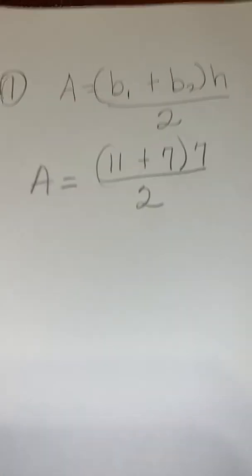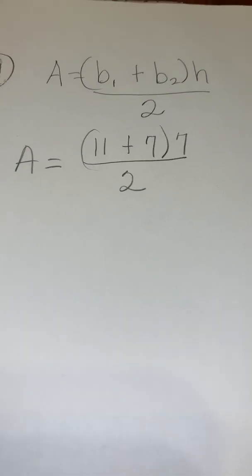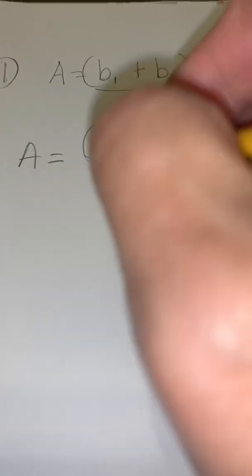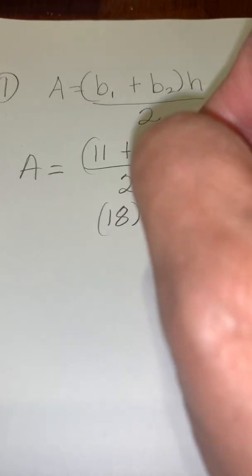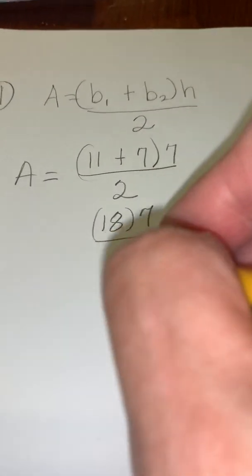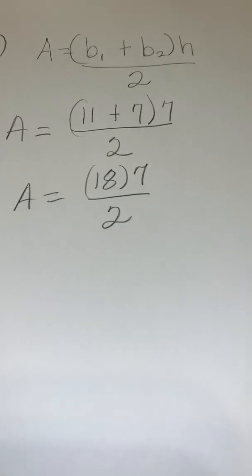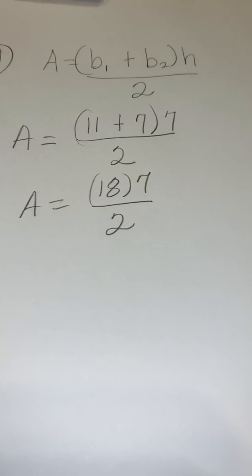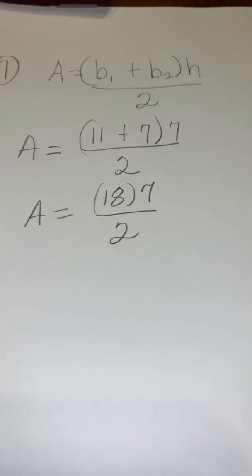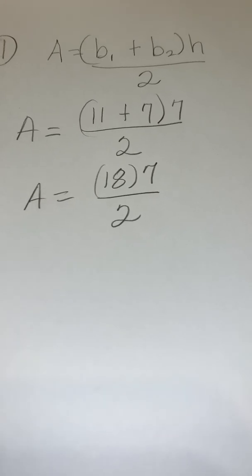Okay, so coming over to my problem, I did base 1, which was 11, plus 7, which is going to be 18. Now, I can multiply 18 times 7 and then divide it by 2, or I could go ahead and do 18 divided by 2 and get that answer and then multiply by 7.